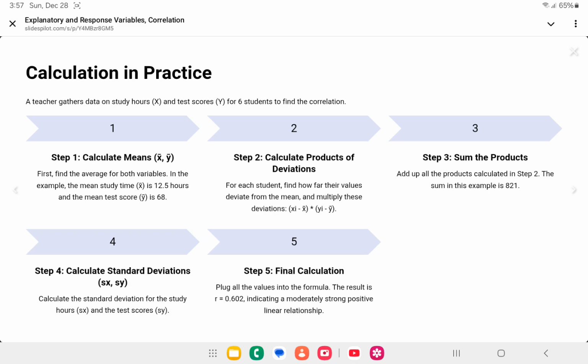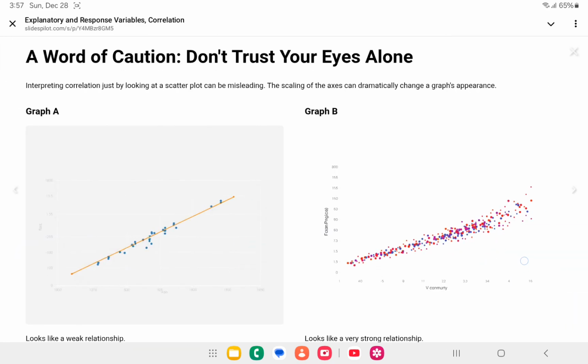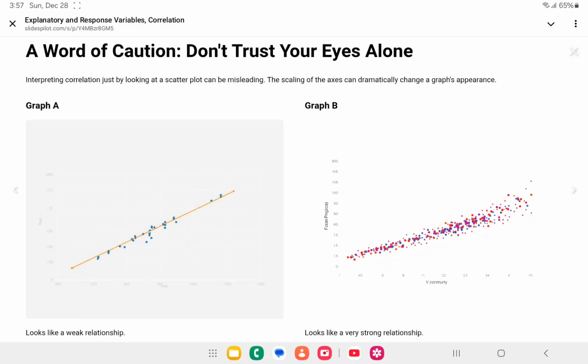At this point, we have all of the ingredients we need for the formula, so we can plug in Sx and Sy into the formula, and when we simplify this, we get our value of r, which is equal to 0.602. So if we plotted our data, it would look like this. We determined that r is equal to positive 0.6, and this makes sense because each data value seems to follow an upward direction.